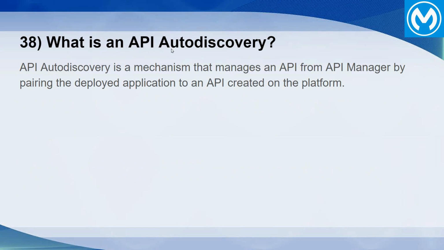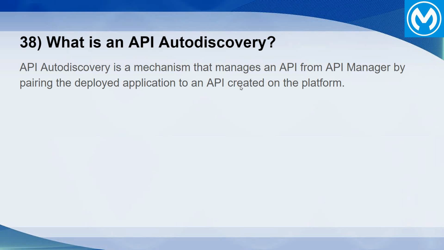That is, what is an API auto discovery? So we know, right? With the help of this concept, we'll be able to pair the API or the API specification in API manager and the application that we deploy to the runtime manager. We can pair them, and we can secure the APIs through the API manager.